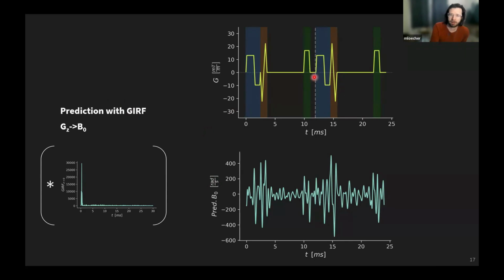So we take this programmed gradient waveform, convolve it with the GIRF, and we get some predicted 0th order field. And here you can see it's pretty complicated. You've got a lot going on during the gradients, but mostly it seems to be oscillations. This alone doesn't tell us the background phase, because we need to replicate some more of the processing chain that goes on in phase contrast imaging.